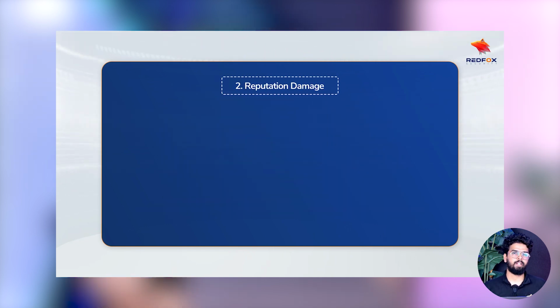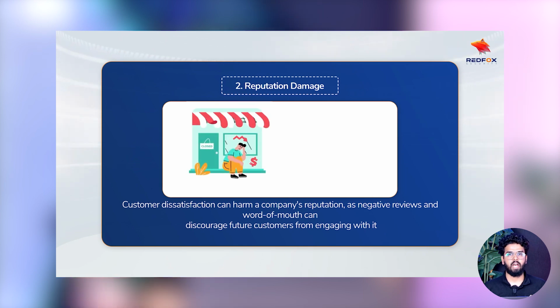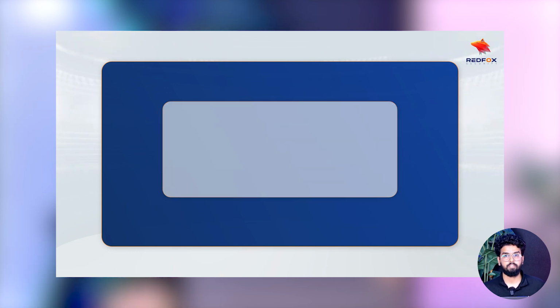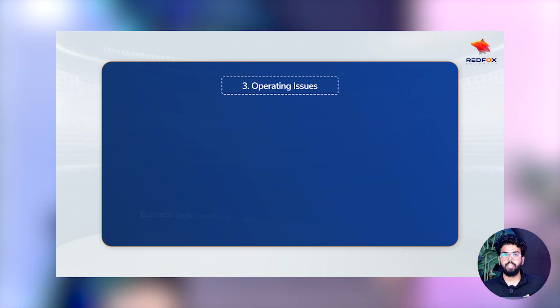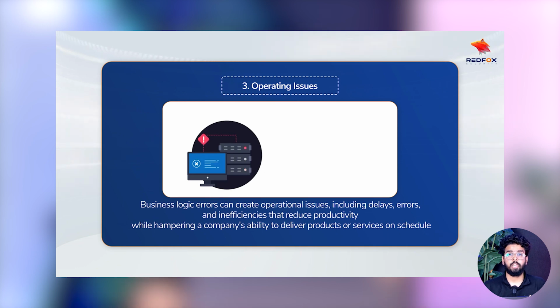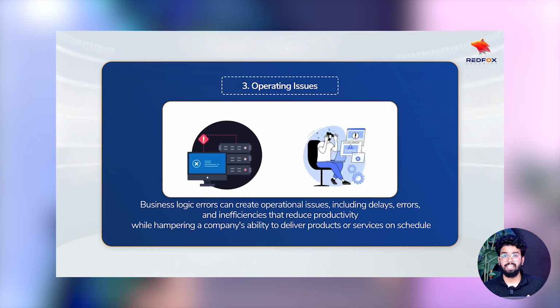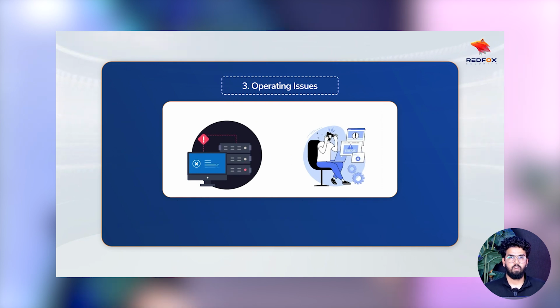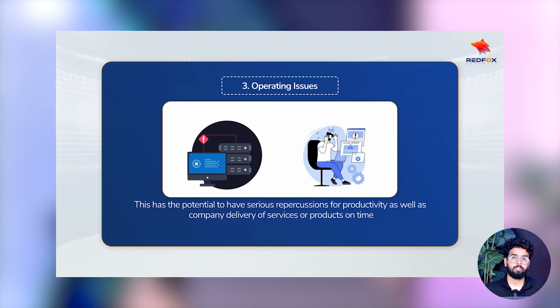Second is reputational damage. Customer dissatisfaction can harm a company's reputation as negative reviews and word of mouth can discourage future customers from engaging with it. Third are operational issues. Business logic errors can create operational issues including delays, errors and inefficiencies that reduce productivity while hampering a company's ability to deliver products or services on schedule. This has the potential to have serious repercussions for productivity as well as the company's delivery of services or products on time.